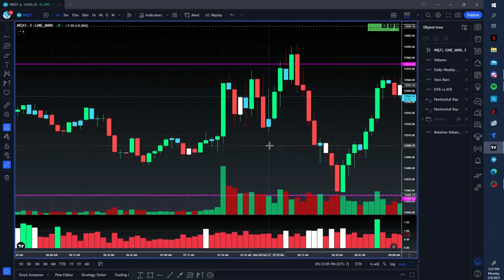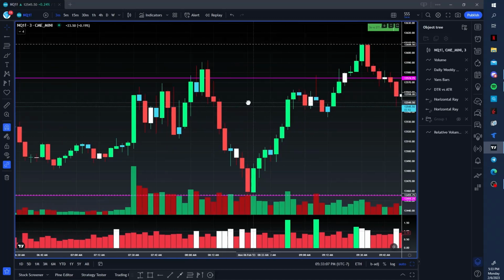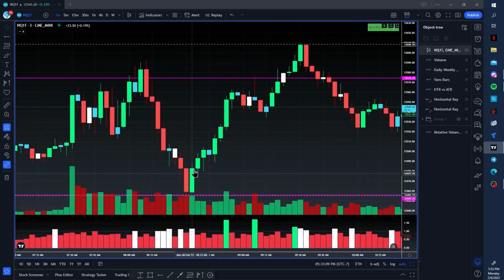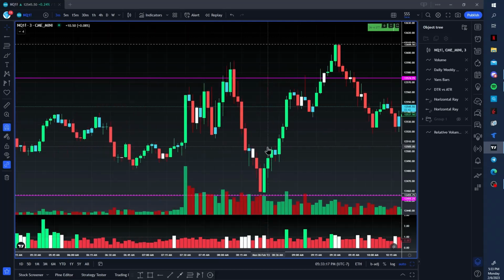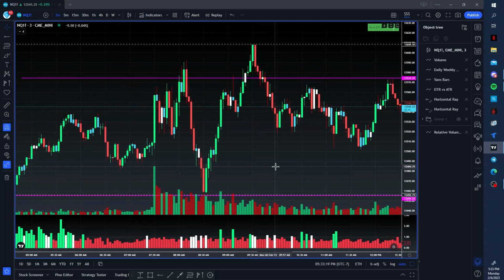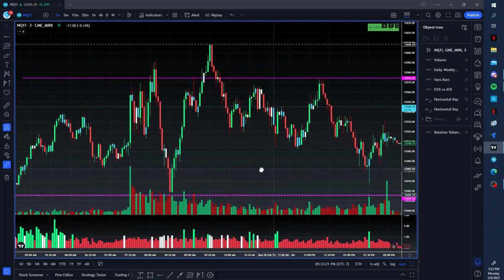So yeah, that's kind of what happened. I didn't end up taking this long. I wasn't actually expecting this big bounce. I was pretty bearish on the day, and overall, volume was just pretty terrible. I mean, look at all the red.